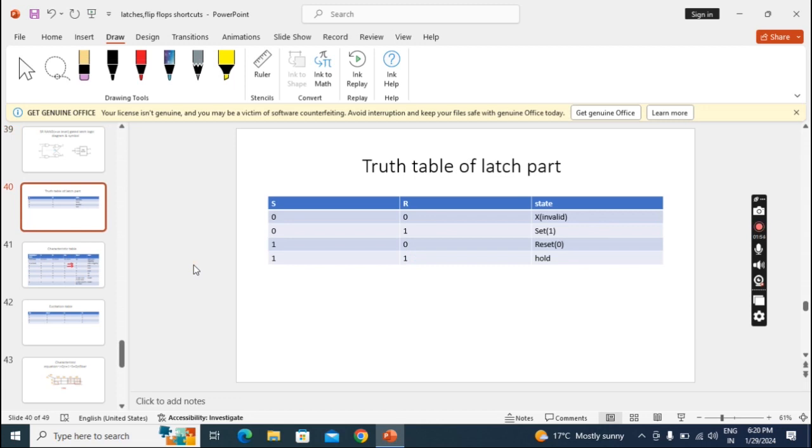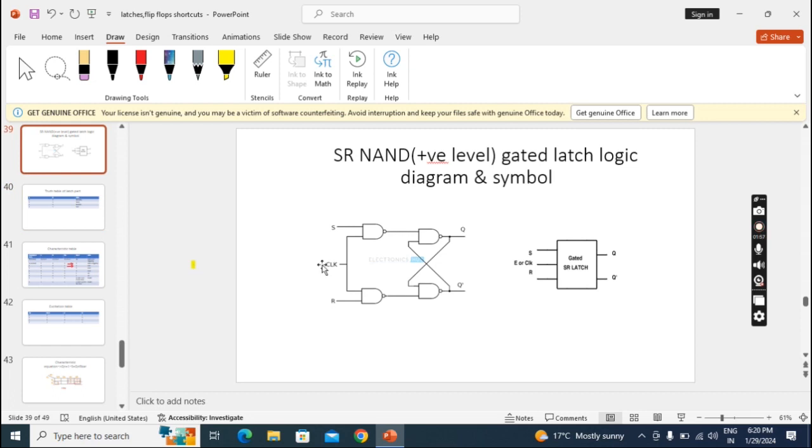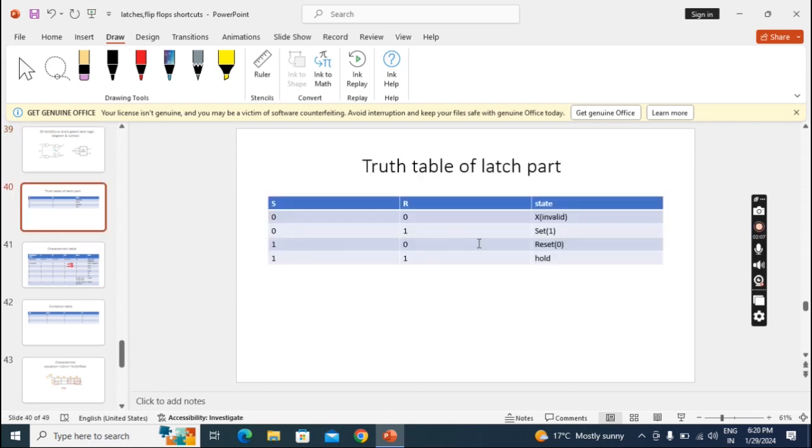Before going further, we should have the latch truth table. This latch is a non-gated SR latch, so we should have that truth table. I have taken the truth table in a simplified way. We know for the non-gated SR NAND latch, when inputs are 0, 0, we get invalid. When inputs are 0, 1, it means S0 R1, we get set 1. And when S1 R0, we get reset 0. And when both inputs are 1, 1, it will be hold.